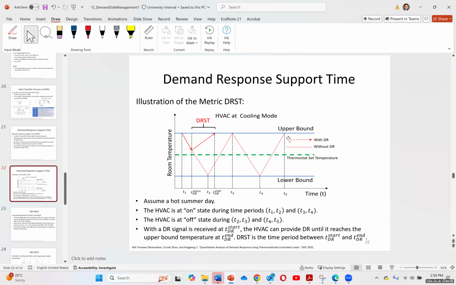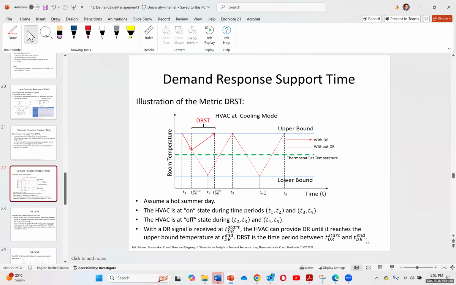This is an example where you assume a hot summer, and you can have the opposite for cold winter. Basically the graph is the same. So imagine we have a hot summer. Instead of dropping the temperature down to the set temperature, we let it run for longer periods of time. The HVAC is in the on state during time periods T1 to T2 and T3 to T4. This HVAC is in the off state during T2 to T3 and T4 to T5.